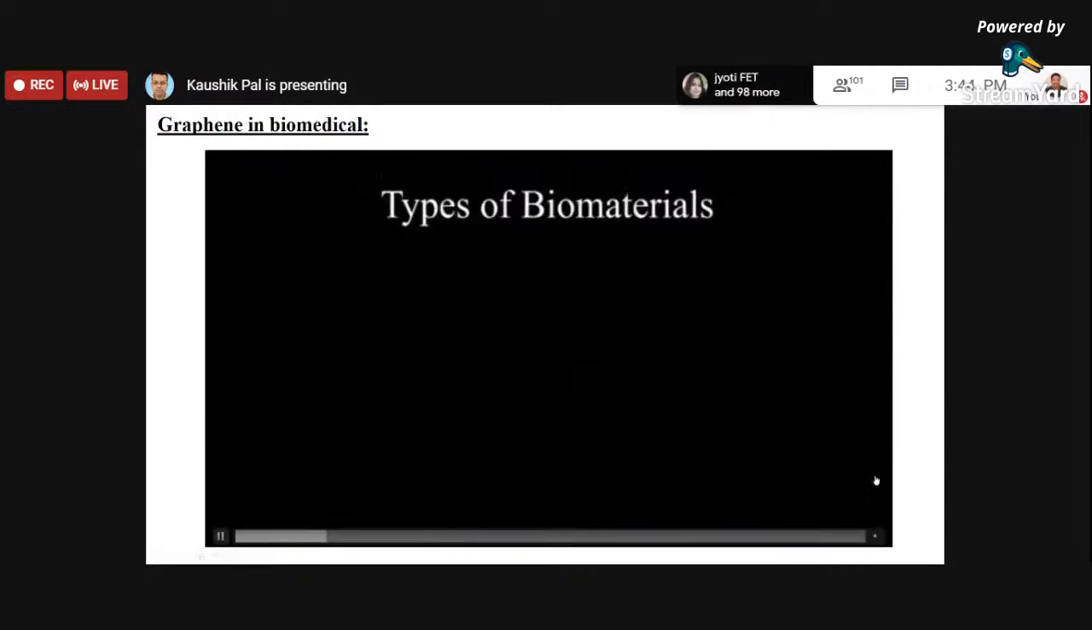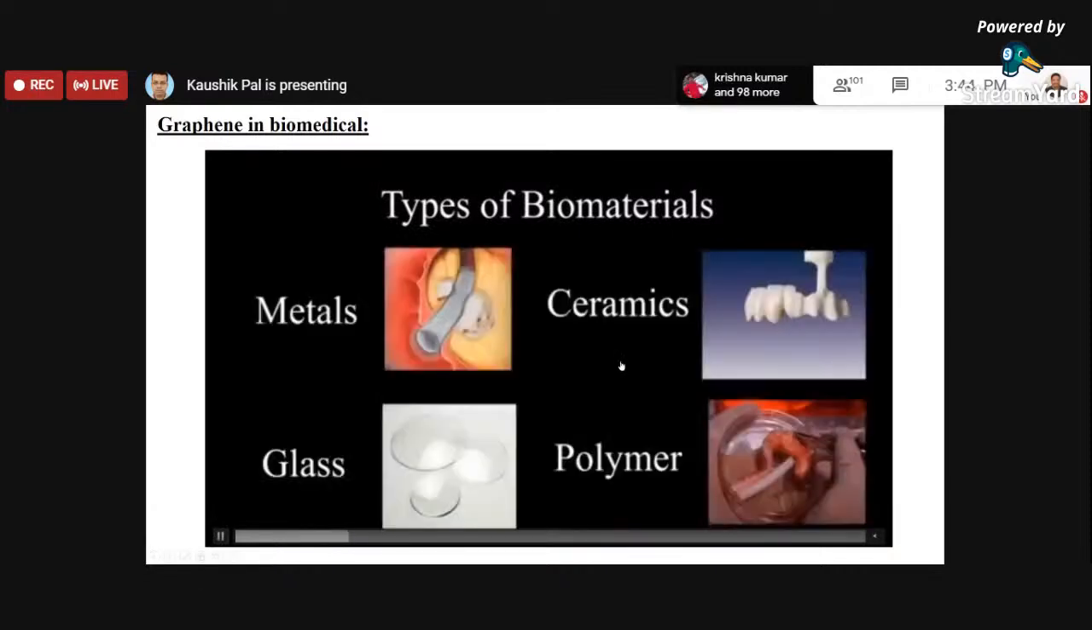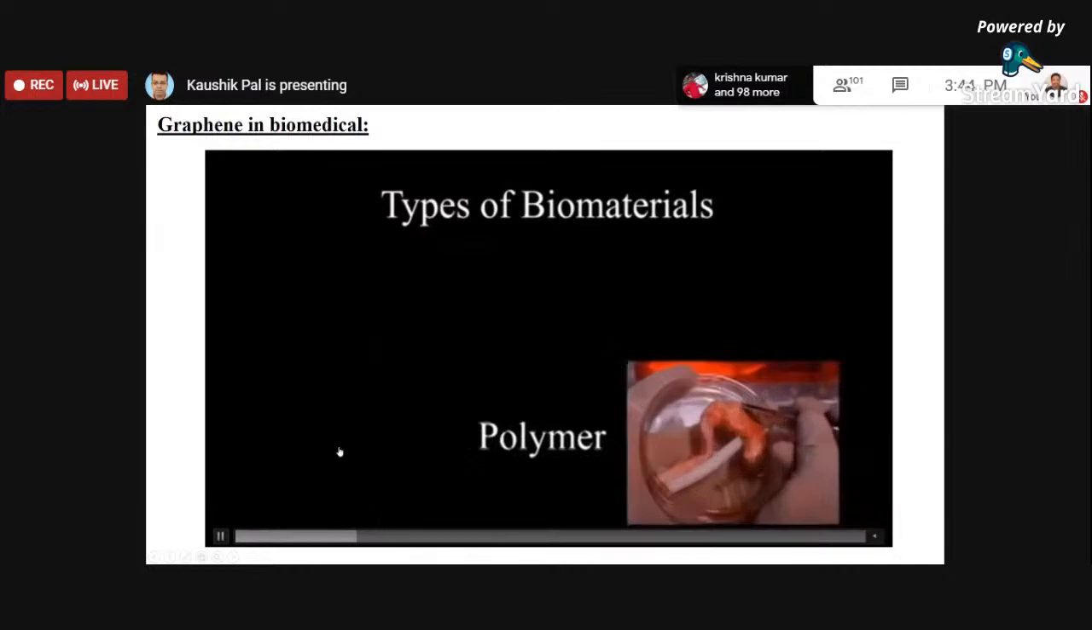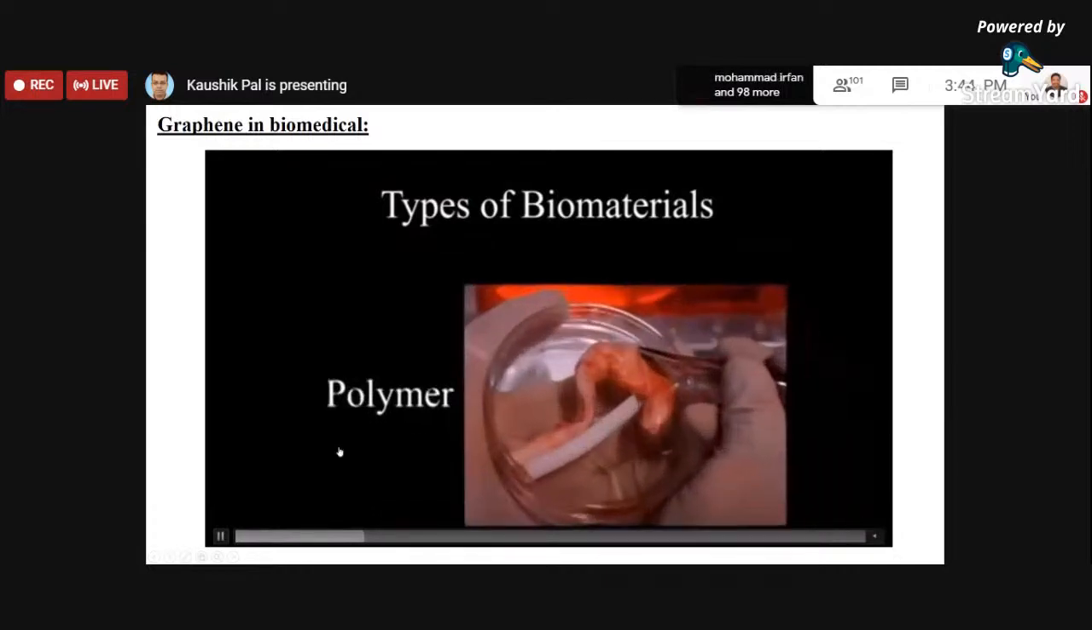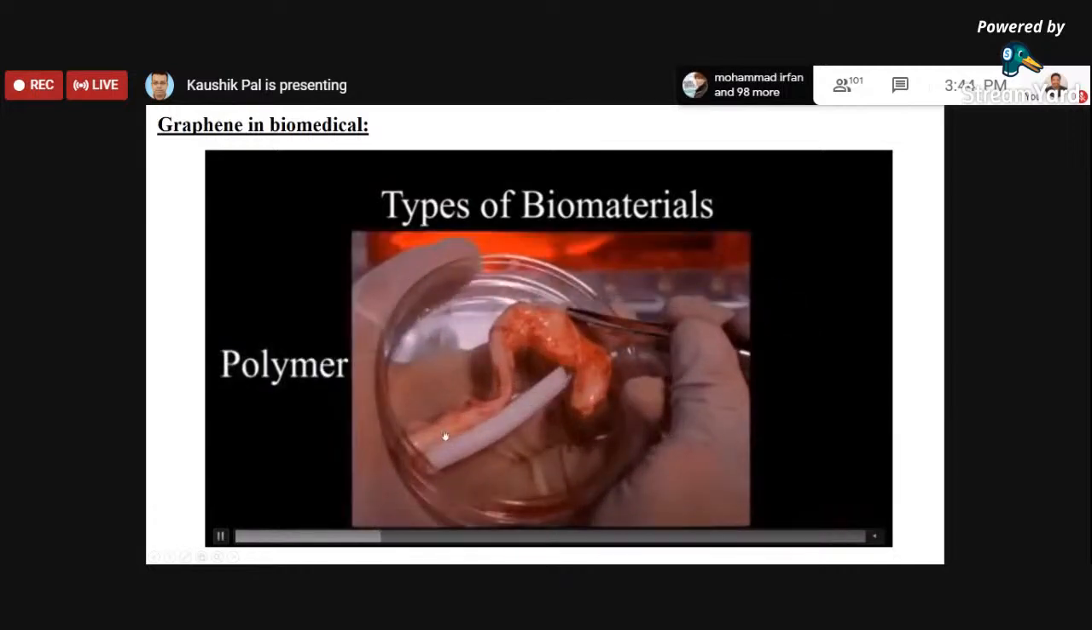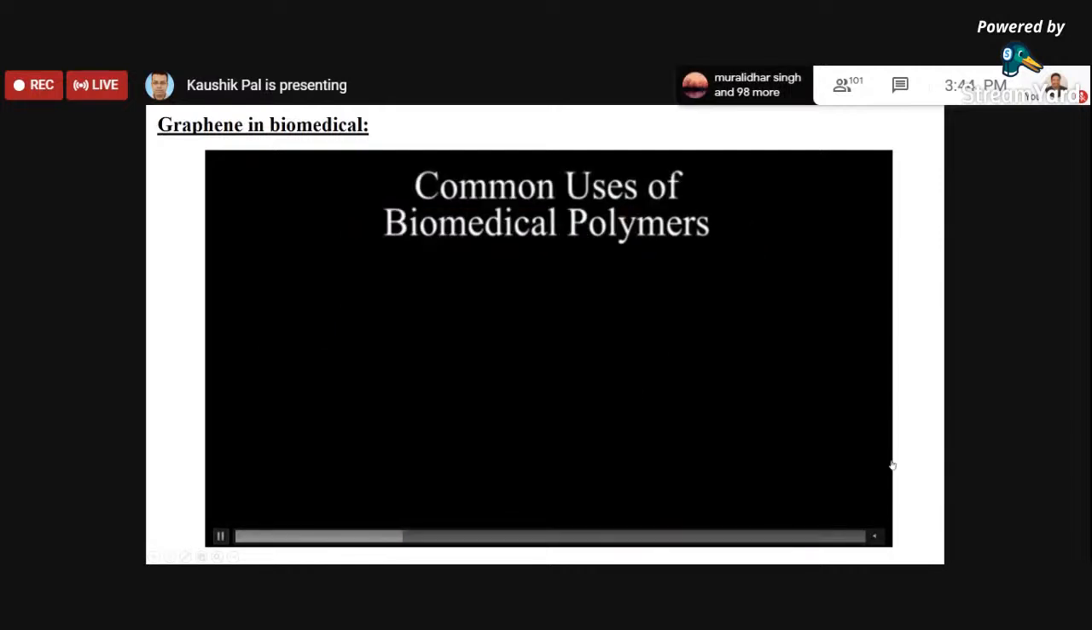So basically there are various types of biomaterials like metals, ceramics, polymers, and glass. With polymers, you are making certain kinds of stents, and certain kinds of organs. Common uses of biomedical polymers are electronic devices, drug delivery systems, and tissue engineering.